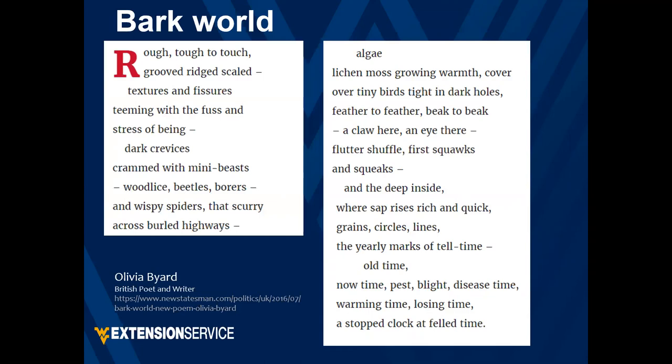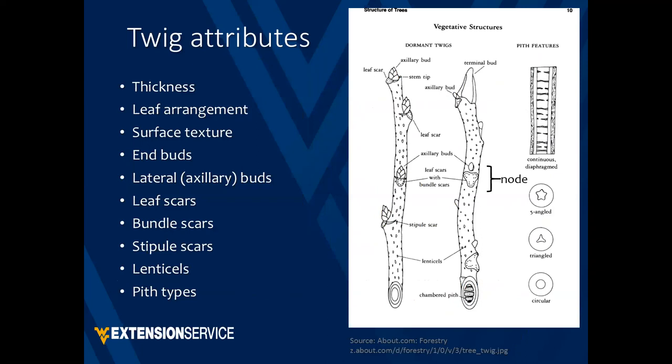On to twigs. Twigs are another feature of trees, with a lot of different attributes: twig thickness, leaf arrangement, surface texture, end buds, lateral buds, leaf scars, bundle scars, stipule scars. In the winter, there are a lot of scars, because things fall off the tree from the growing season. Then lenticels and pith types. We're going to go through each of these so you can get familiar with them if you've never seen them, and review them if you have.